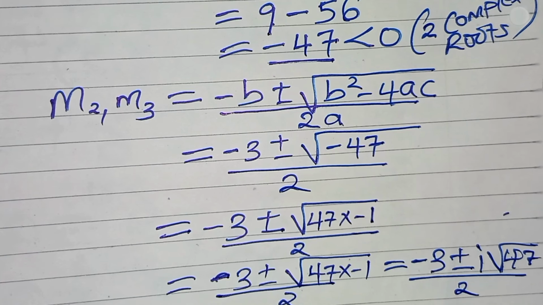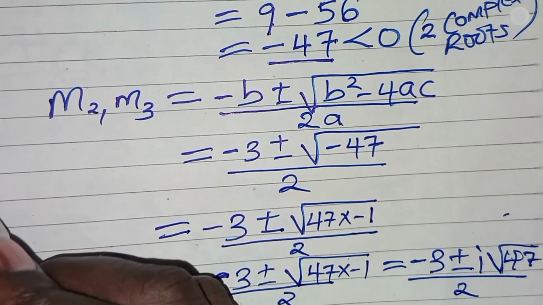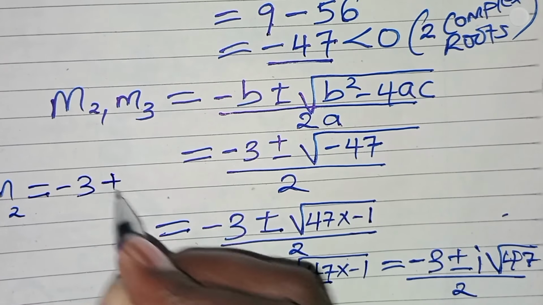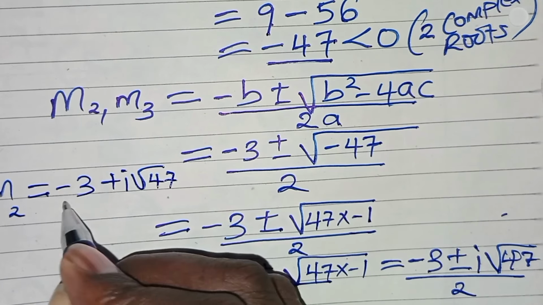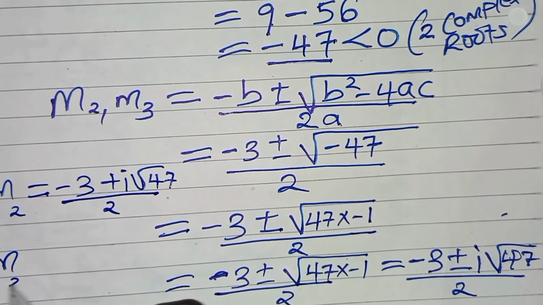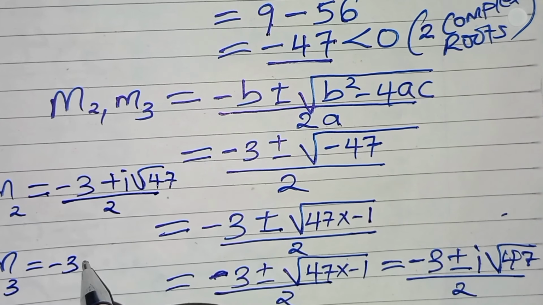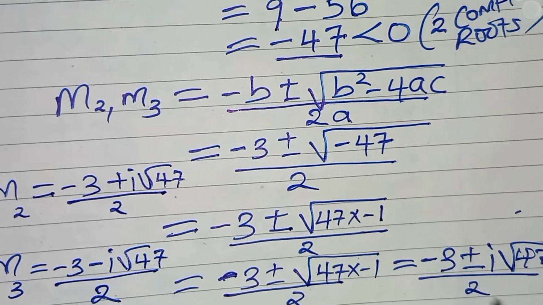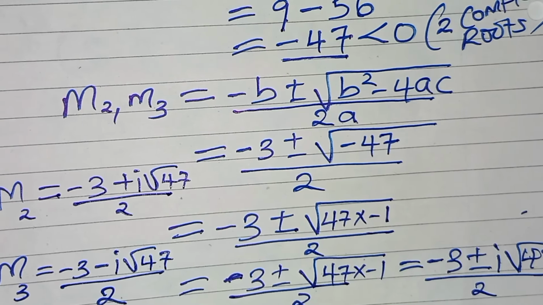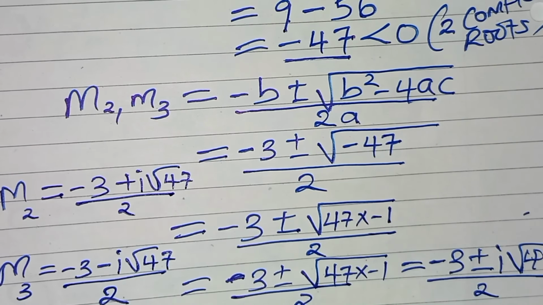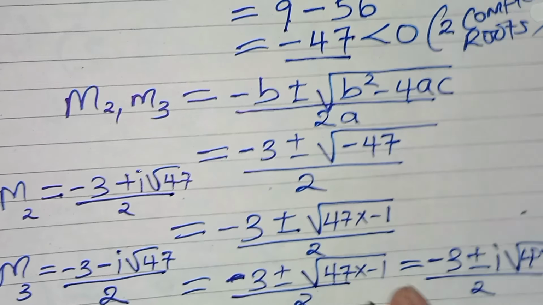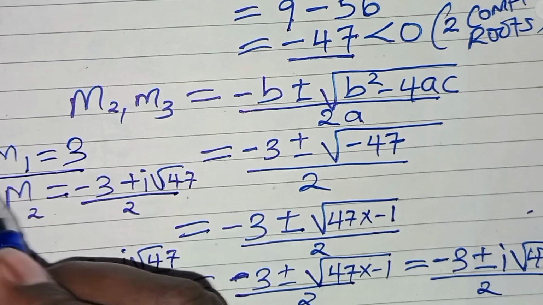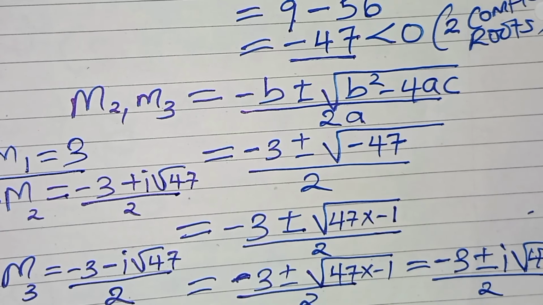So in this case, we have two complex roots. That is m2, which is equal to negative 3 plus i square root of 47 divided by 2. And we have m3, which is negative 3 subtract i square root of 47, all this divided by 2. Now, that means that we have two complex roots here, and we have only one real solution, which is m1, equal to 3.